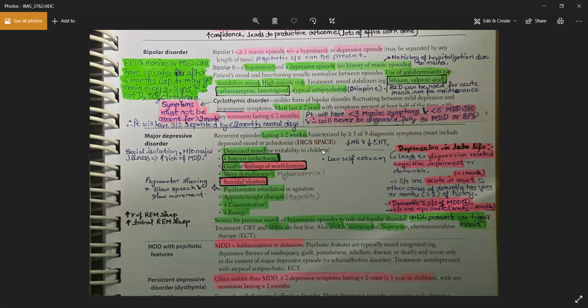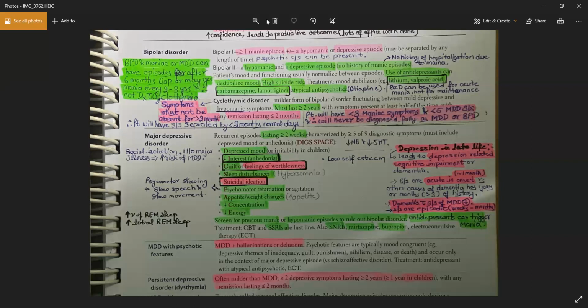So it would be a patient having less than 5 symptoms of depression and less than 3 symptoms of mania. So these patients can never be fully diagnosed with depression or fully diagnosed with mania. And the symptoms must be present for more than 2 years' duration. The patient will have a period of normal time where they do not have any of the symptoms, either depression or mania. But this remission should not last for more than 2 months.